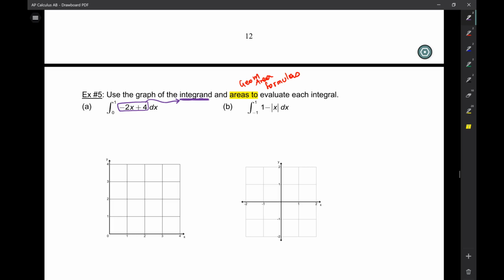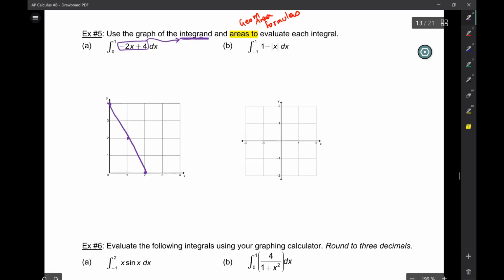All right. So why don't we graph this? Negative 2x plus 4. So here, and then we go down 2 over 1, down 2 over 1. So right there. That's how I graph that line, right? Negative 2x plus 4. I want to graph the whole thing. Okay, so that's what the line looks like.